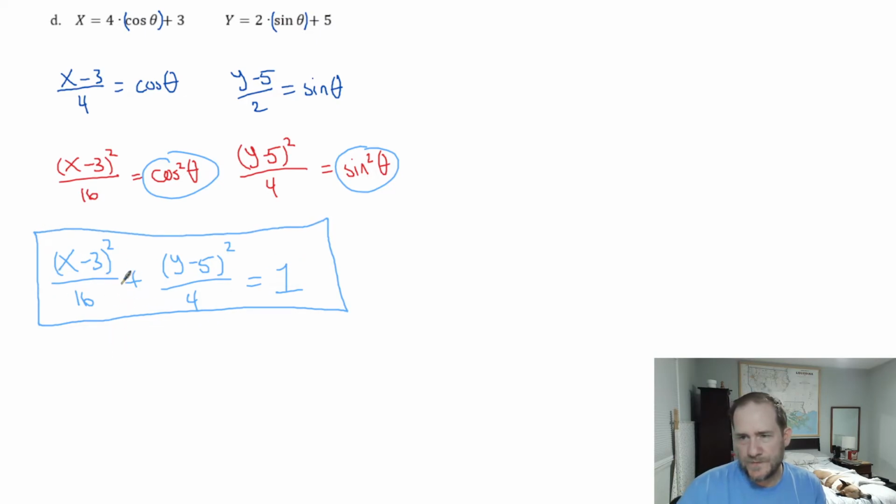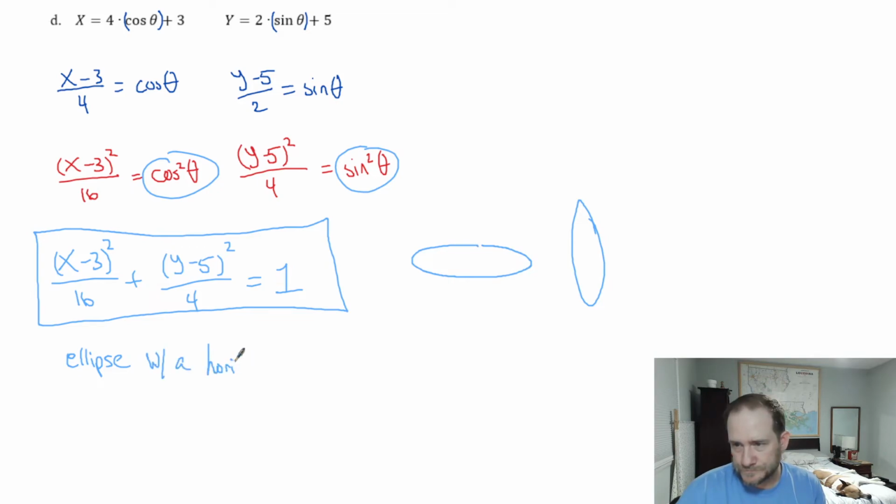So what is this thing? Well, both variables are squared, and there's a plus sign, and there's two different denominators. So this is an ellipse. And I think I'd want you to be able to say that because the denominator of the x term is bigger, you know we're going to be oriented like this rather than like this. So you'll say it's an ellipse with a horizontal major axis.